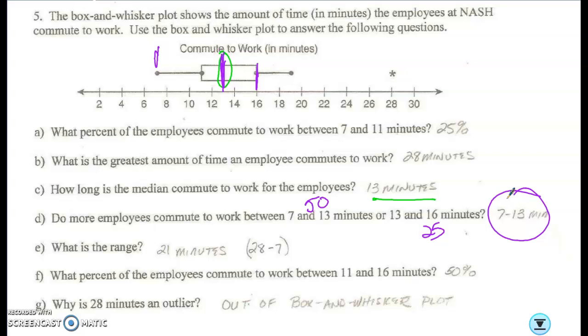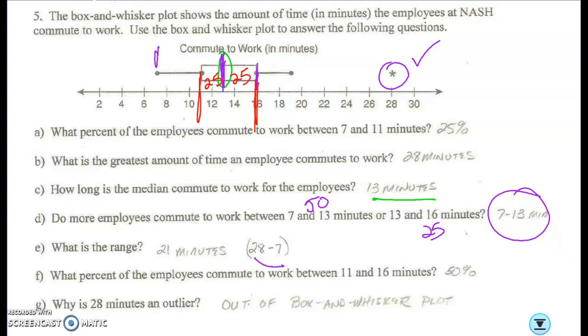What is the range? Okay, range. Technically, this is a number that's in the data. So the range is always going to be the difference between the greatest and the least. So I took 28 minus 7. What percent of the employees commute to work between 11 and 16 minutes? Well, here's 11 again. Here's 16. That's a total of 25 and 25, or 50% of the people.